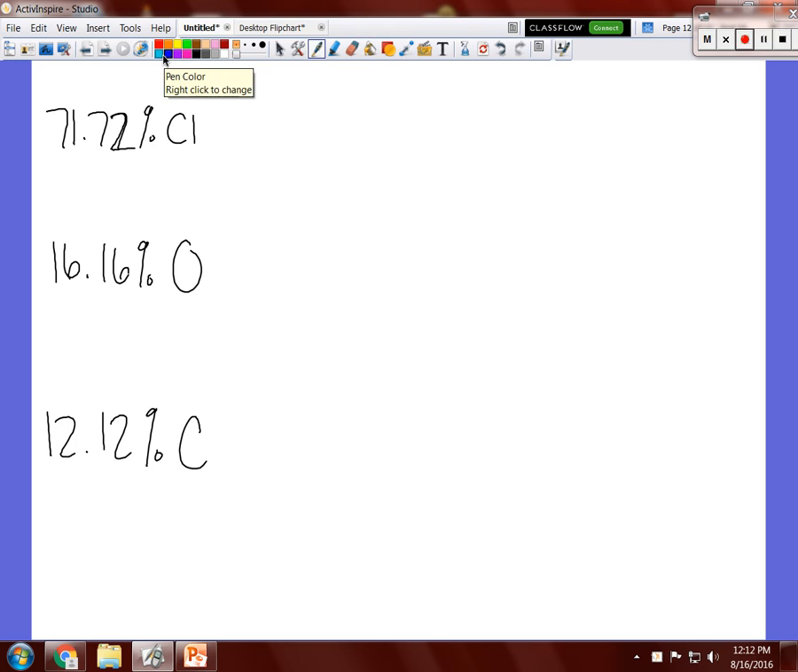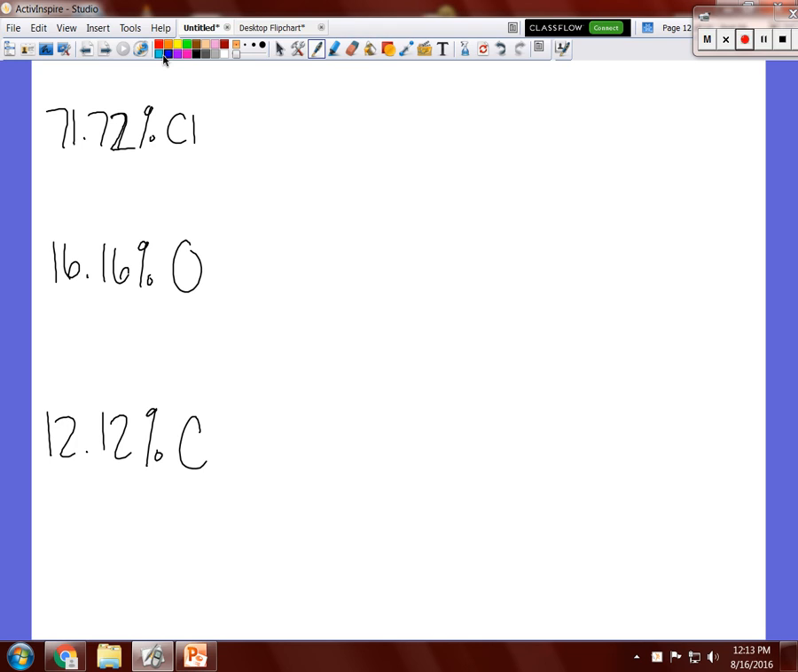Based on the definition, what is the definition of empirical formula? It's the most reduced form. Empirical means the simplest whole number ratio. There are several rules involved with empirical formulas, but it's pretty simple. It's very methodical once you figure it out.